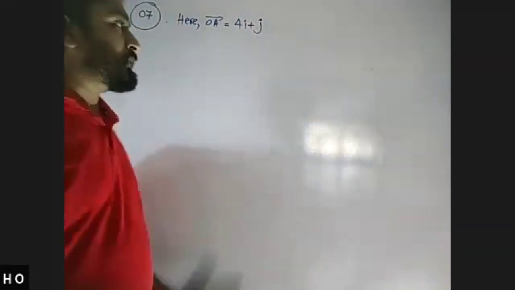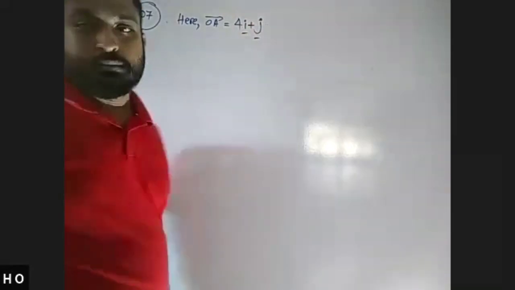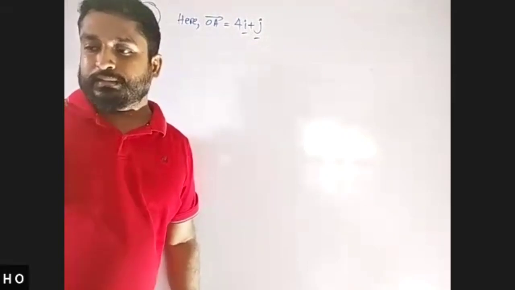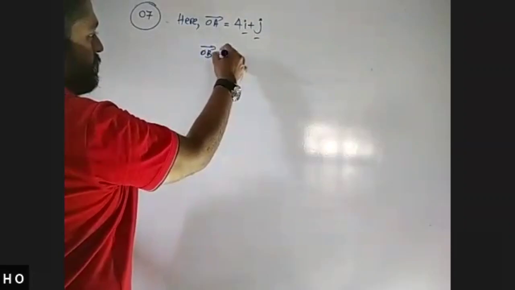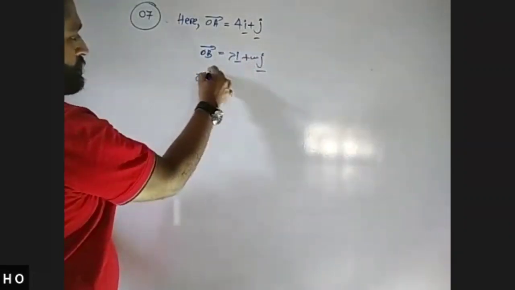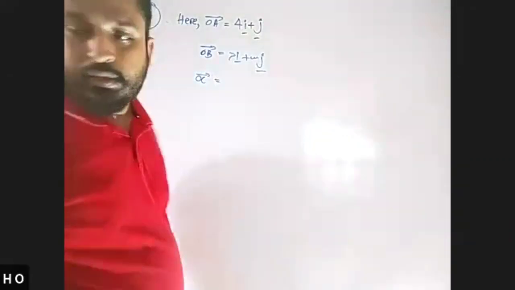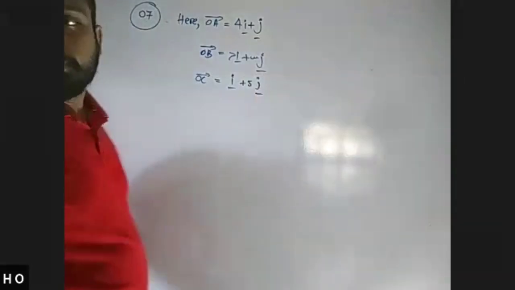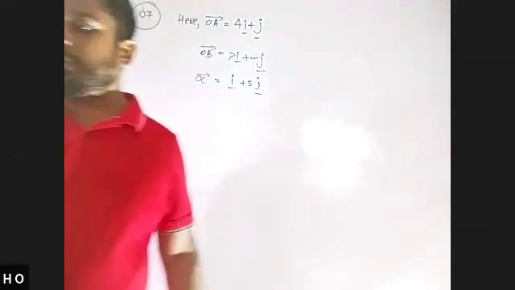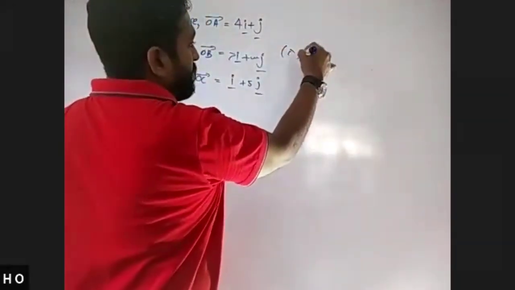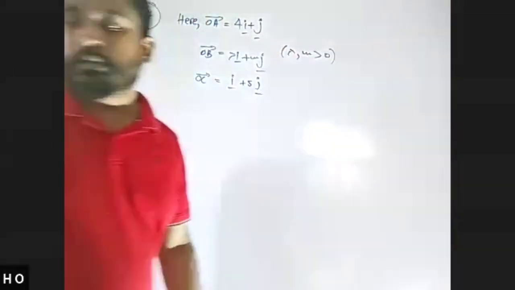You don't need to highlight, you have to underline these i's and j's, which are the respective unit vectors along the x and y axes. Lambda i plus mu j is OB, then OC is further i plus 5j. Right. Then they say where lambda and mu are positive constants. Now that is something to note.